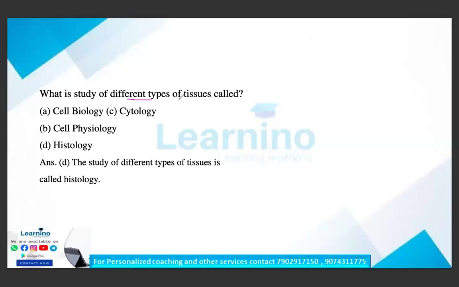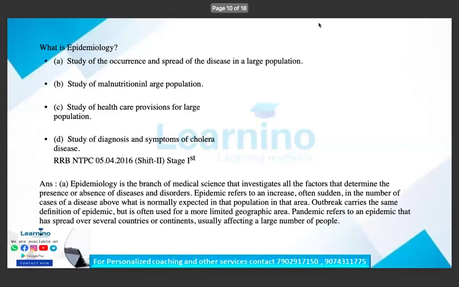What is the study of different types of tissues called? It is histology. What is epidemiology? This is the study of occurrence and spread of disease in a large population.